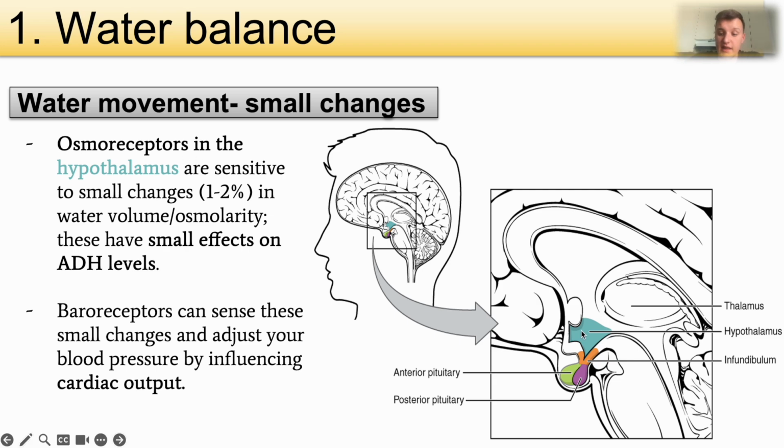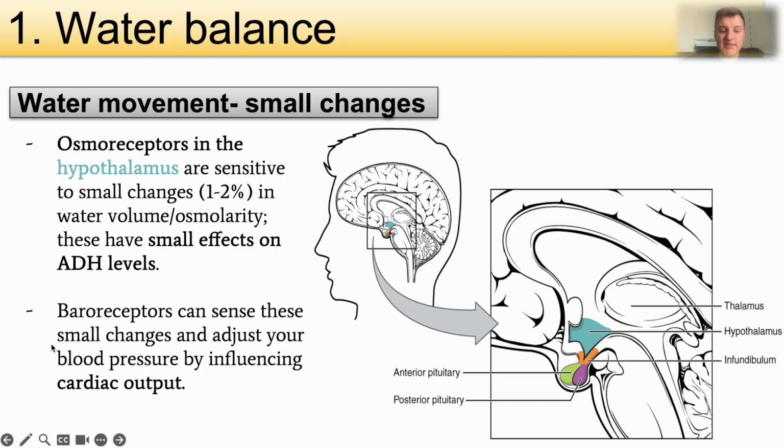Osmoreceptors in the hypothalamus here in the brain are sensitive to these small 1 to 2% changes in water volume or osmolarity. These have small effects on ADH, antidiuretic hormone, levels. They're not going to really change much of this hormone. Let's talk about it in a bit. So these osmoreceptors are not going to really have an endocrine effect.